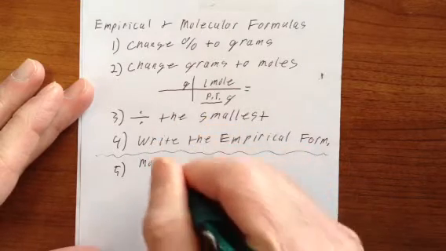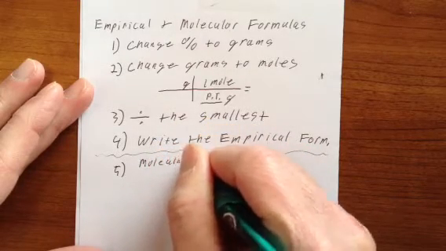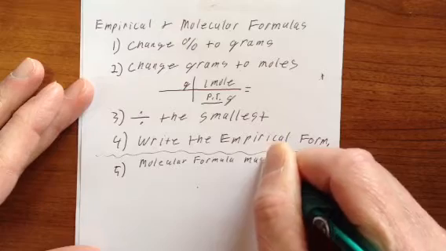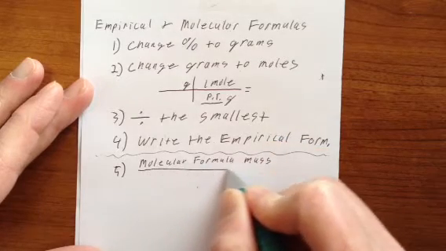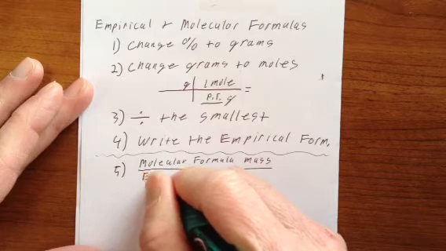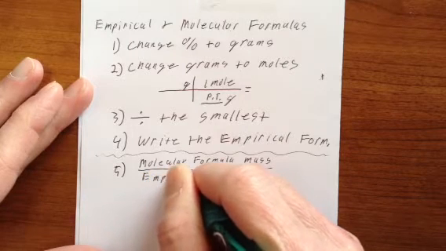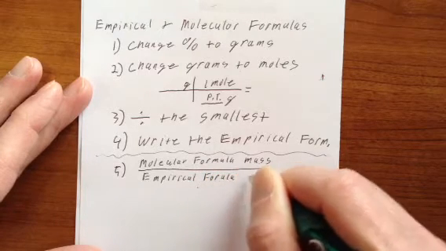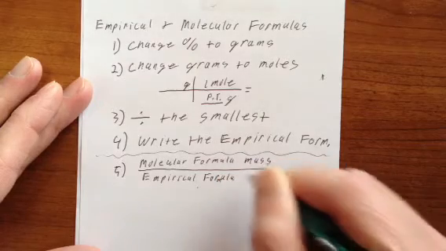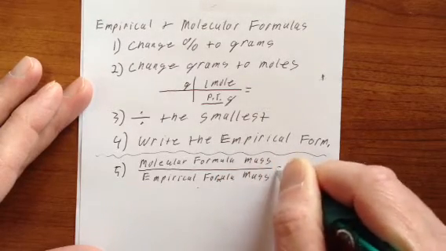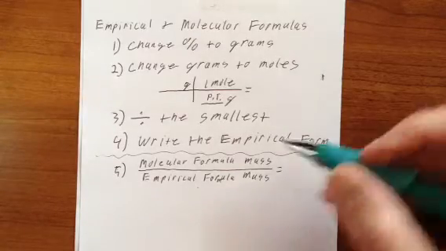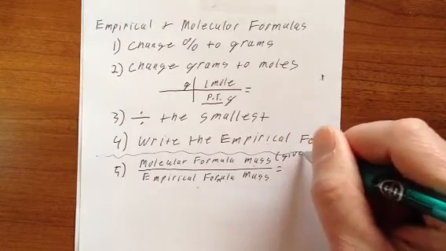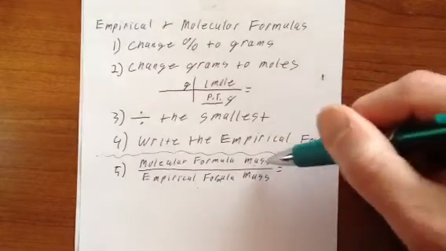molecular formula mass divided by the empirical formula mass. Now, where do you get these numbers from? The molecular formula mass will always be given to you in the equation. So write given next to that. That's always going to be given.